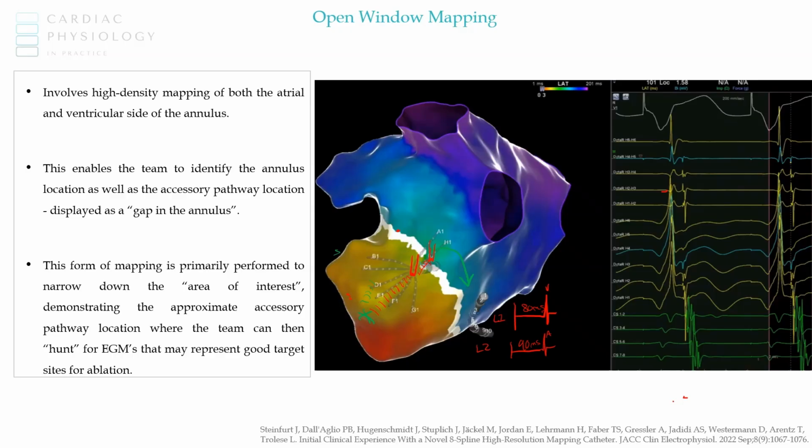And this is unique to the location of the accessory pathway along the annulus. At no other point along the mitral annulus will you have continuous conduction occur. This is what open window mapping is: looking at the timing of thousands of EGMs on the ventricular side and the atrial side of the annulus. It helps us define where exactly the annulus is and where exactly there is continuous conduction through it, because that location of continuous conduction marks the location of the accessory pathway.